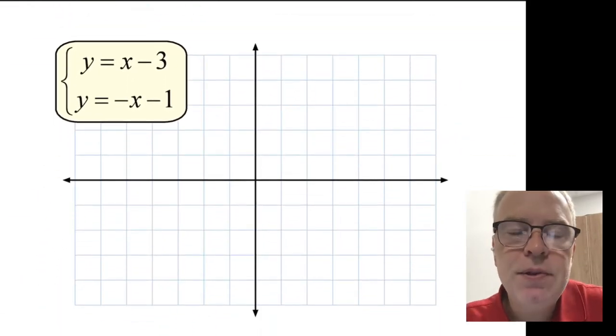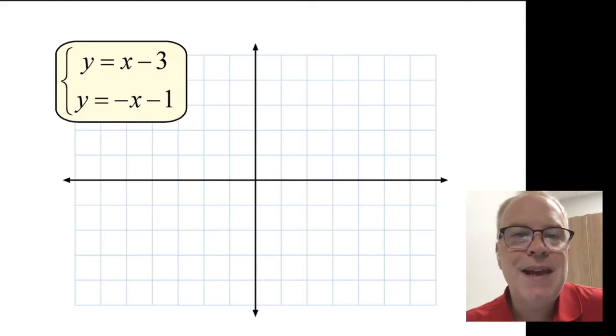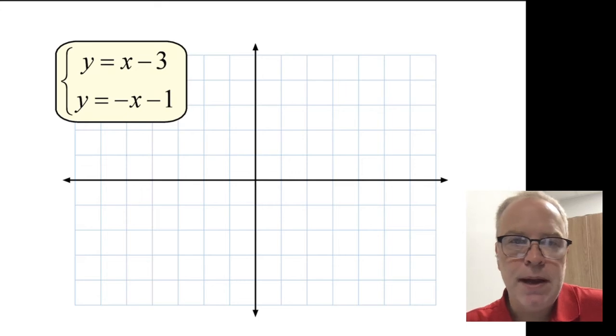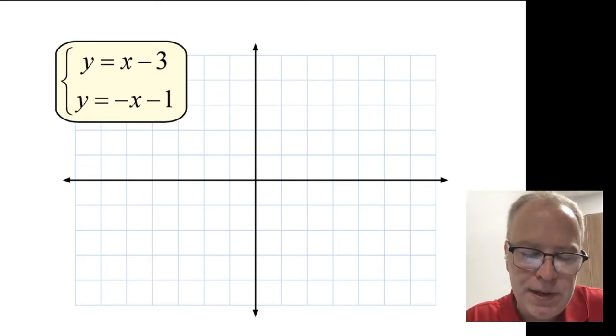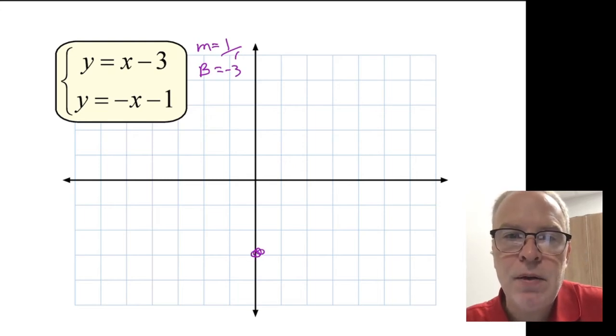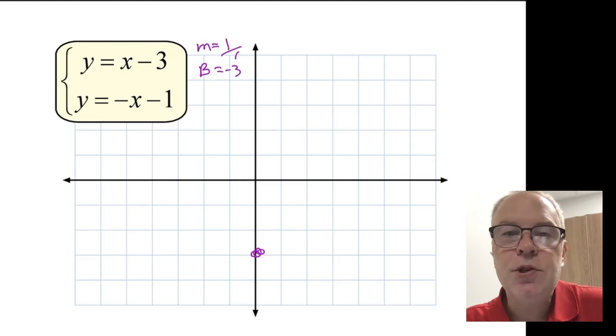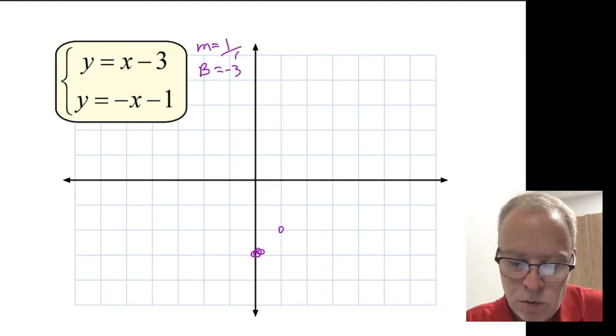y equals x minus 3 and y equals negative x minus 1. So we're going to use our y equals mx plus b skills. So in this first one, m is 1, so up 1 over 1, and b would be -3. So we go down 3, put a dot. Remember how easy this is? Down 3, put a dot. And then the slope is 1. So don't forget the over 1. So up 1 over 1. It's actually at a 45-degree angle.